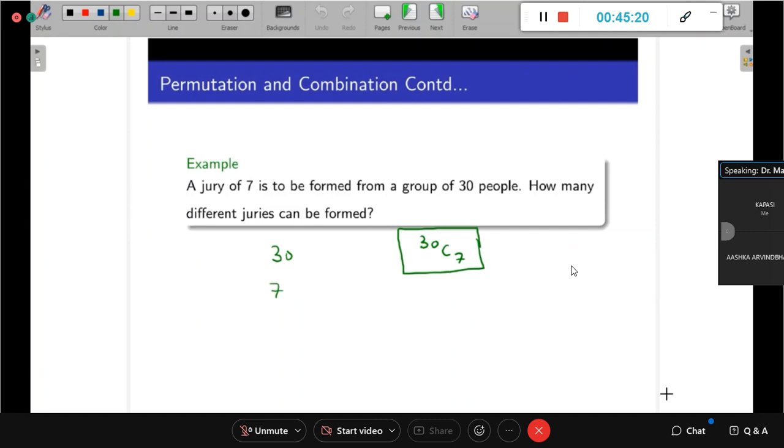Now let's take this question: a jury of 7 people is to be formed from a group of 30 people. How many different juries can be formed? One of the answers is written here, so I don't want to go with this. I will add something here. A jury of 7 members is to be formed from a group of 30 people. So let's take 10 women and 20 men.